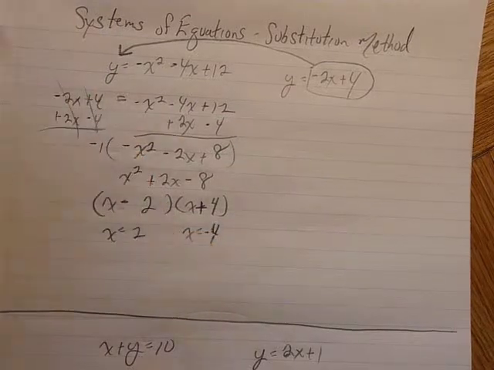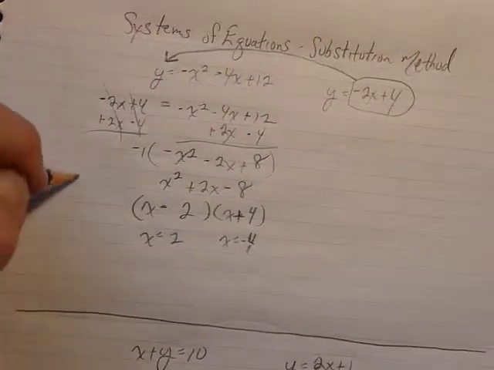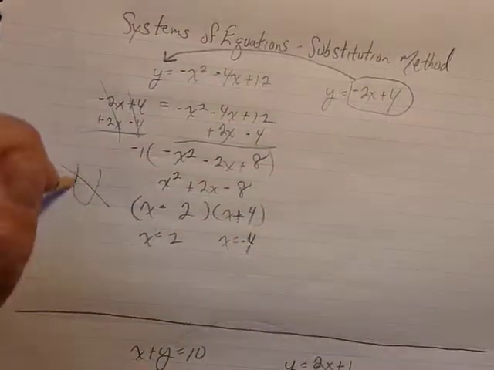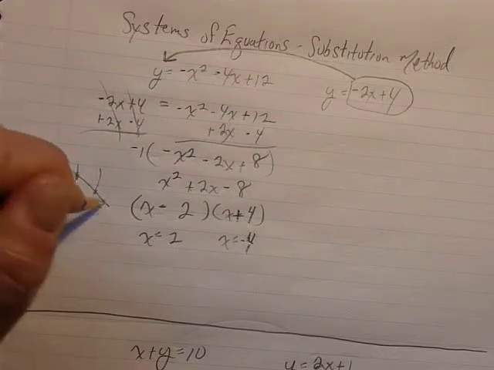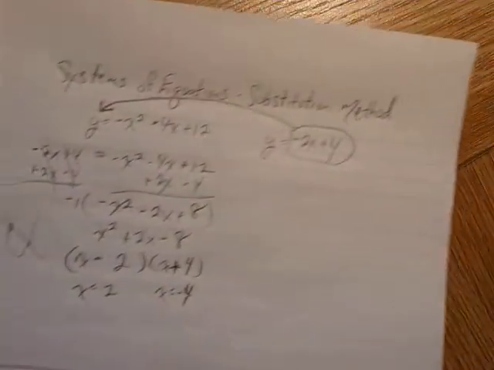Why 2 answers? Because it's a parabola. All right. This is a parabola. This is a line. There's going to be 2 answers because they're going to cross, and the line is going to cross the parabola in 2 different places.